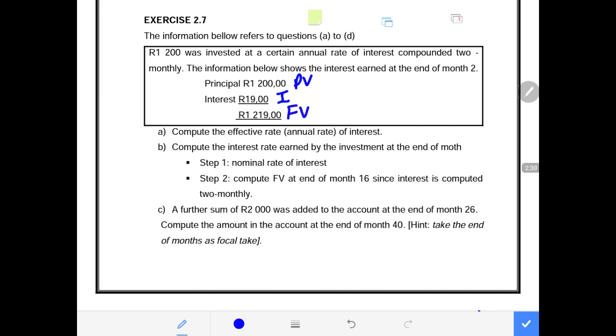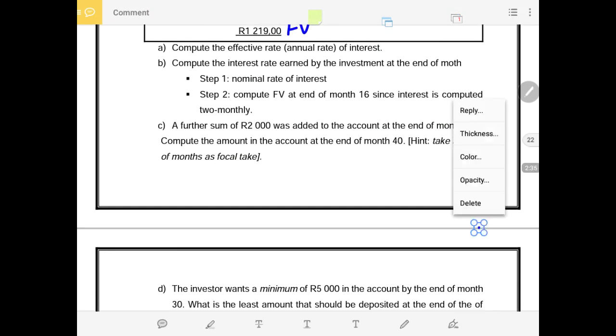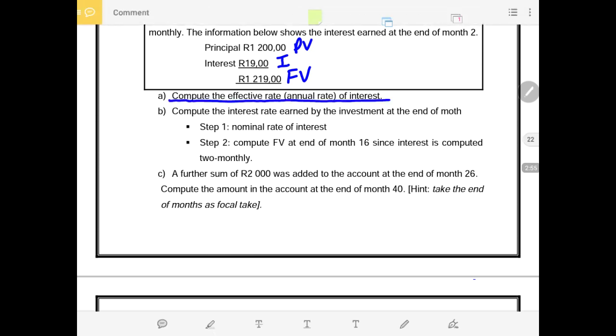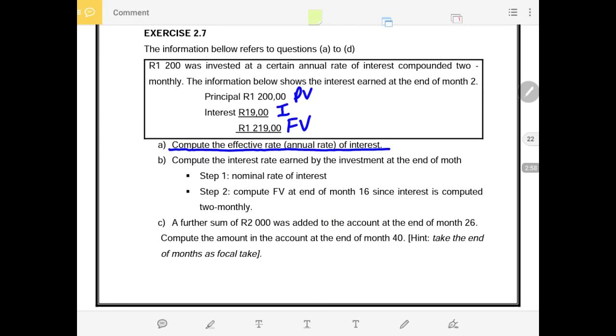Then we have the amount after the interest has been taken into account or added, which is called the future value. So from the detail that we have, we can now go straight to what we are required to do. It says we are to compute the effective rate of interest, which is the annual rate of interest. Remember, the rate that was known was an annual rate that was compounded monthly. Now we need to calculate this effective rate of interest, which is the annual rate of interest.